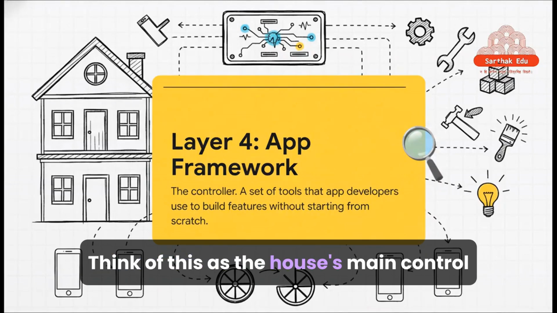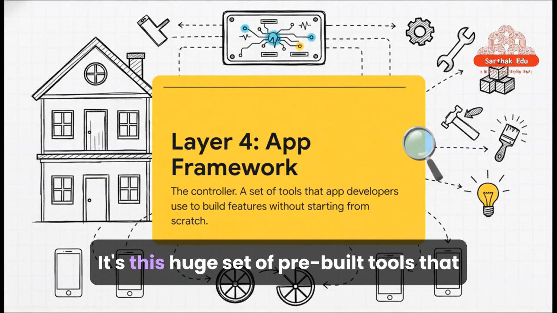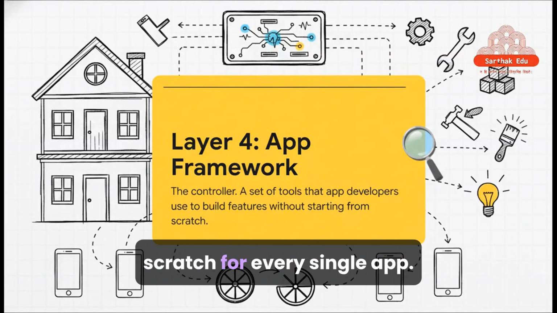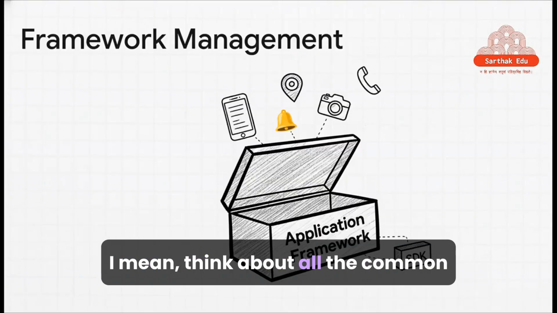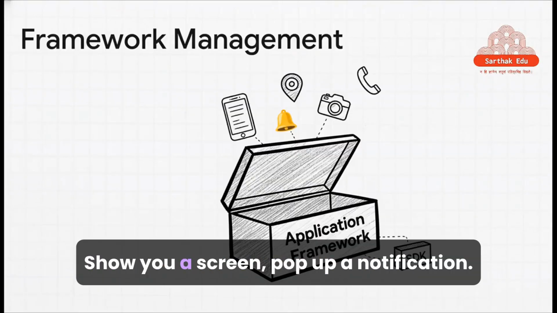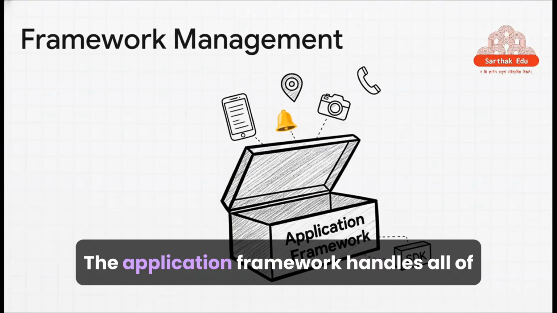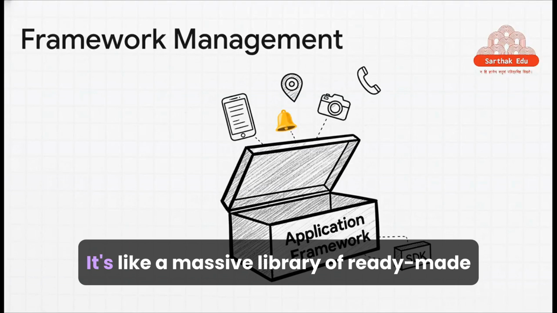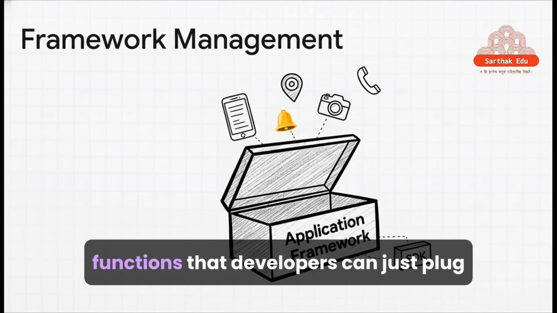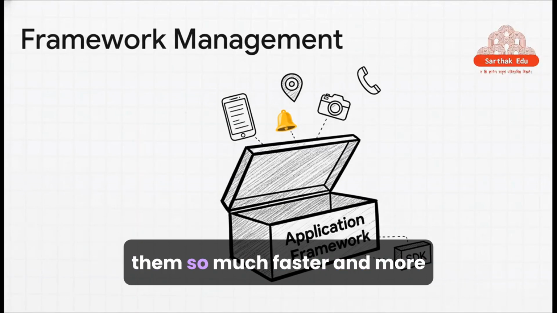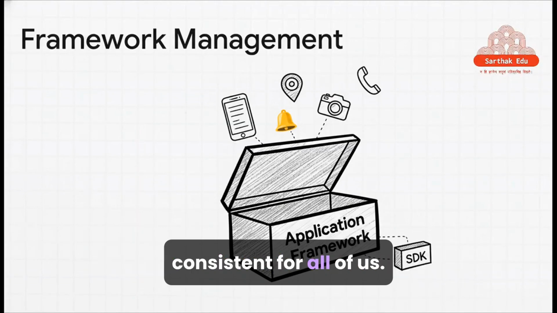Think of this as the house's main control panel. It's this huge set of pre-built tools that app developers get to use, so they don't have to build common features from scratch for every single app. I mean, think about all the common things that apps do. Show you a screen, pop up a notification, or access your location. The application framework handles all of that. It's like a massive library of ready-made functions that developers can just plug into their apps, which makes building them so much faster and more consistent for all of us.